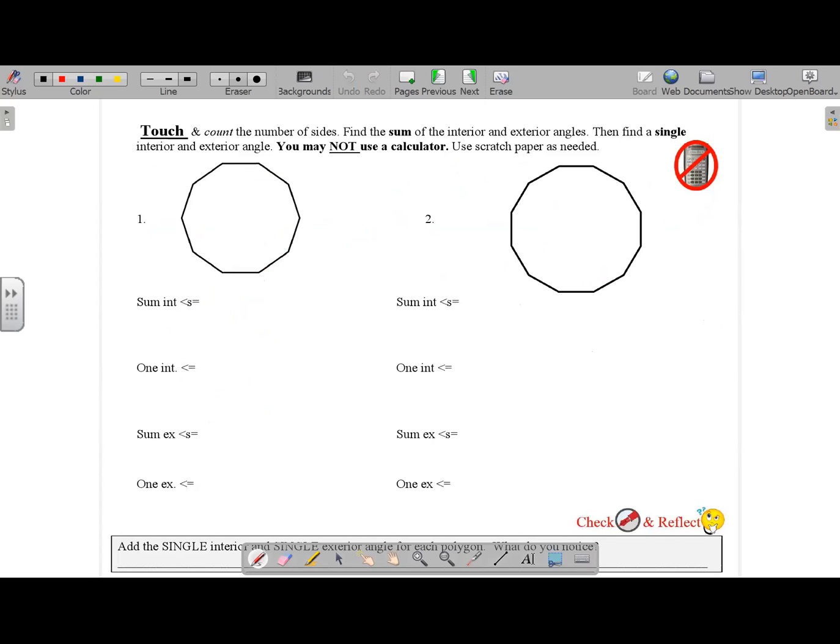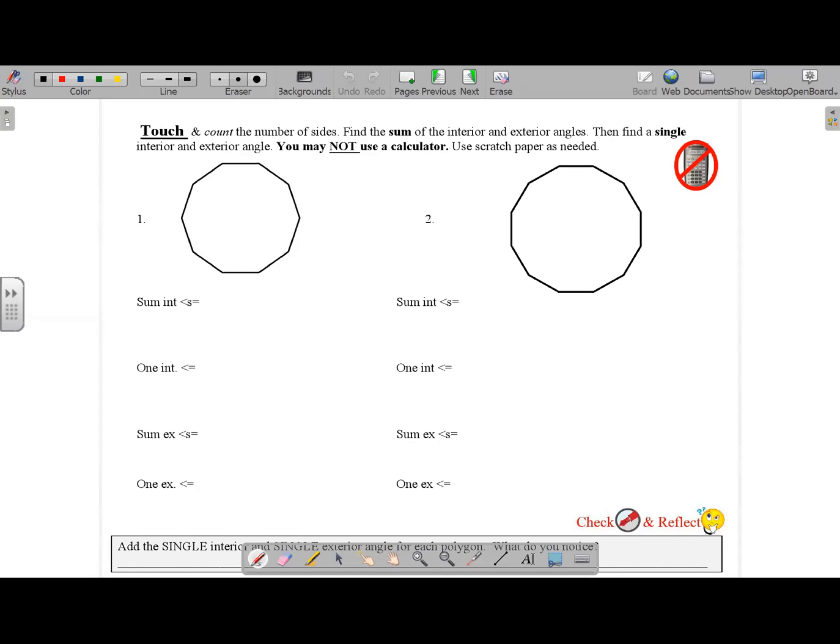All righty. Mr. Patello, can you read those instructions at the top for us, please, on the next page? Or are you working on that problem still? I'm sorry. You are? Fabulous. Okay, great. Alec, could you do the honors and read the top instructions? Touch and count the number of sides. Find the sum of the interior and exterior angles, and find the single interior and exterior angle. You may not use a calculator. Use spare paper as needed.